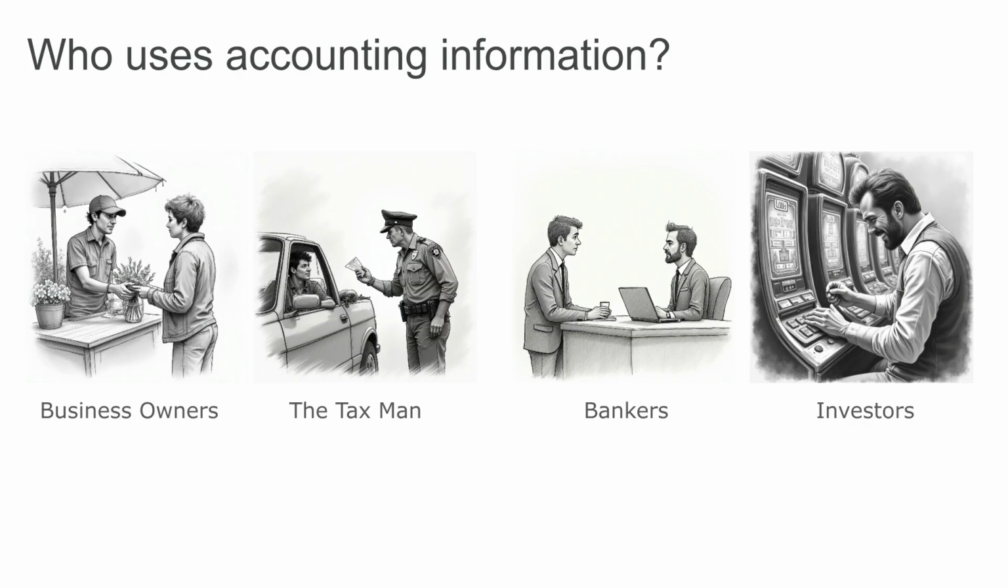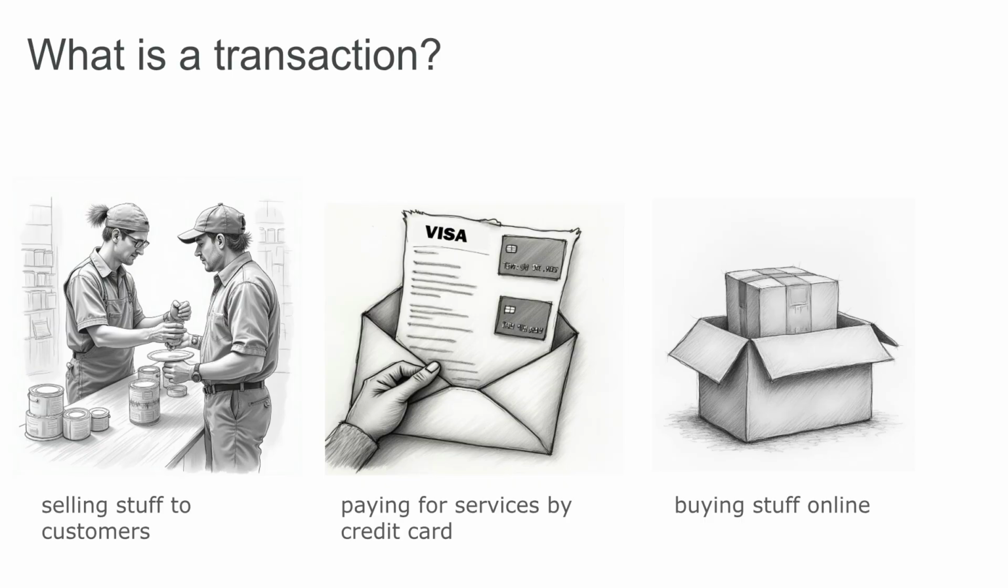So who uses accounting information? Owners and owner-managers of businesses need to know if they are making money. They need to know who owes them money, how much tax they have to pay, and which suppliers they owe money to. Tax authorities rely on businesses to pay their taxes to pay for shared government services. Lenders need financial information to know how reliable prospective borrowers are. Investors need financial information. Otherwise, they're just gambling. Accountants record and compile transactions.